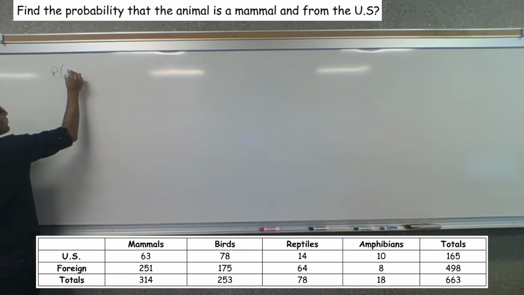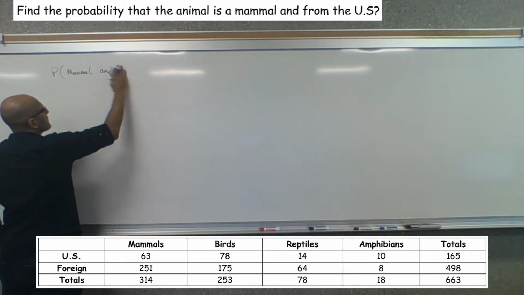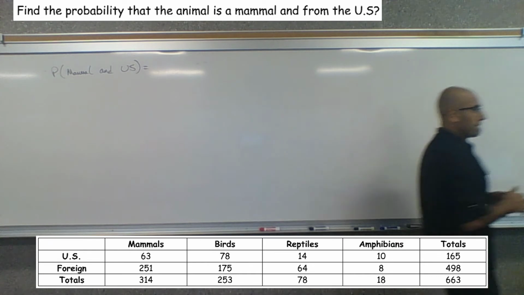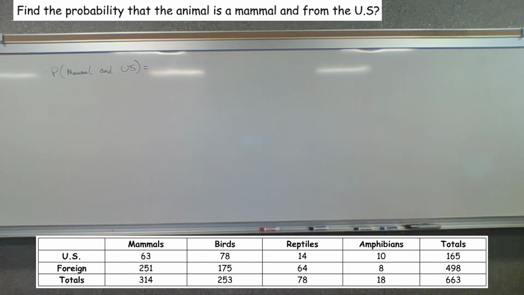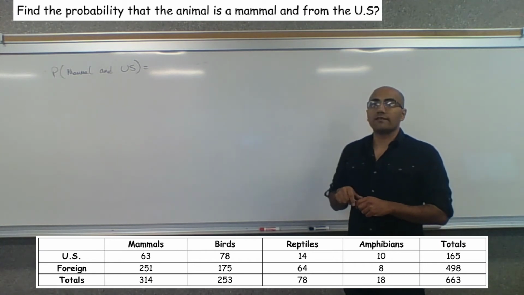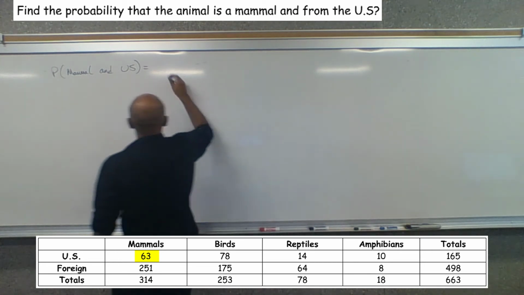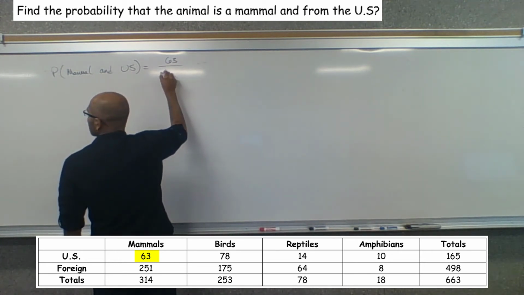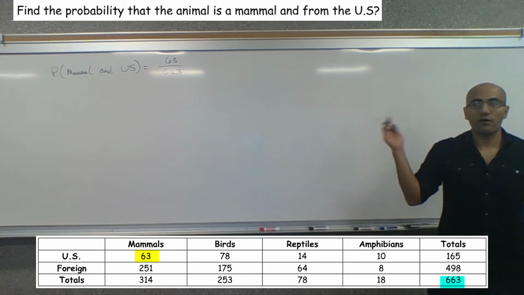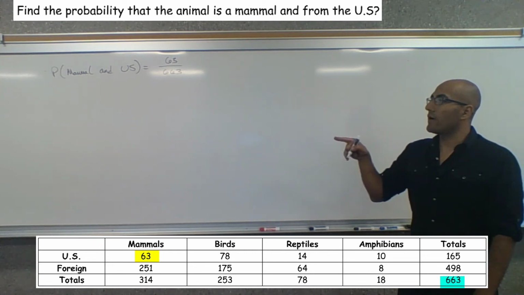Probability that it's a mammal and from the US. What's that going to be? So mammals and from the US, there are 63 that qualify under both conditions. So this is equal to 63 divided by 663. I'll leave it as a fraction for now. You can also turn it into a decimal. But now that we have that, we can answer the other question.